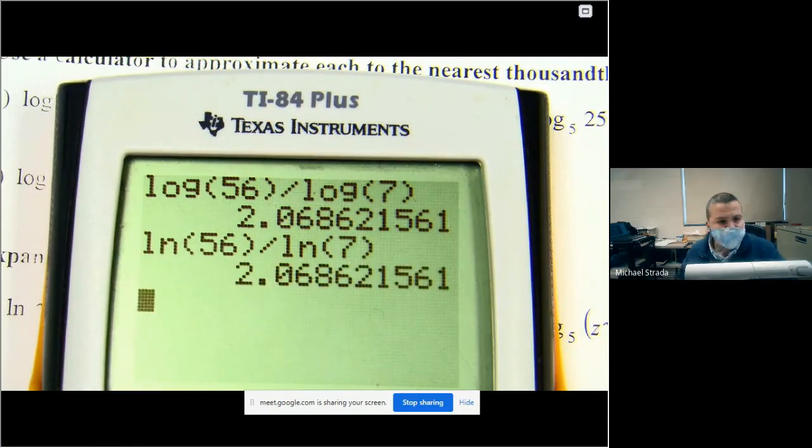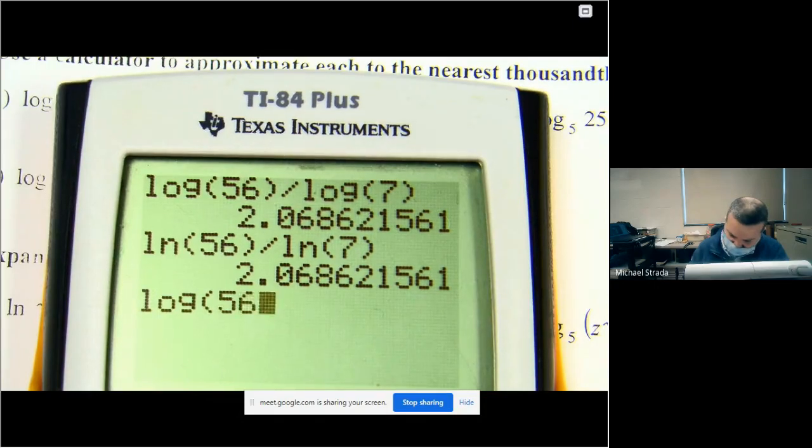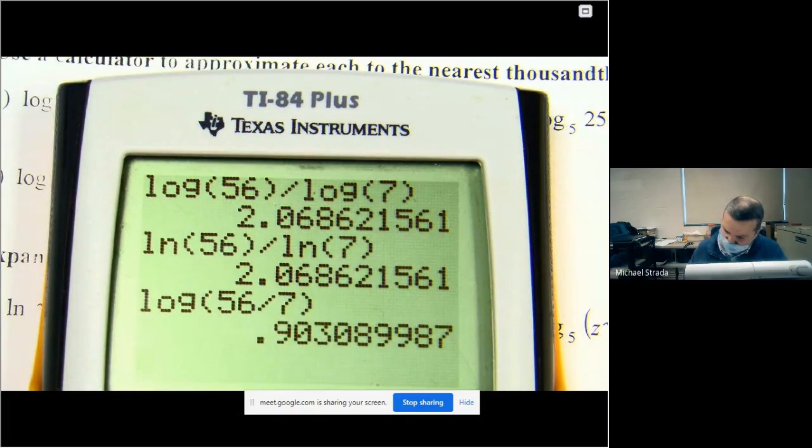What you cannot do is divide the numbers and then do the log. So like 56 divided by 7 will not give you the correct answer.